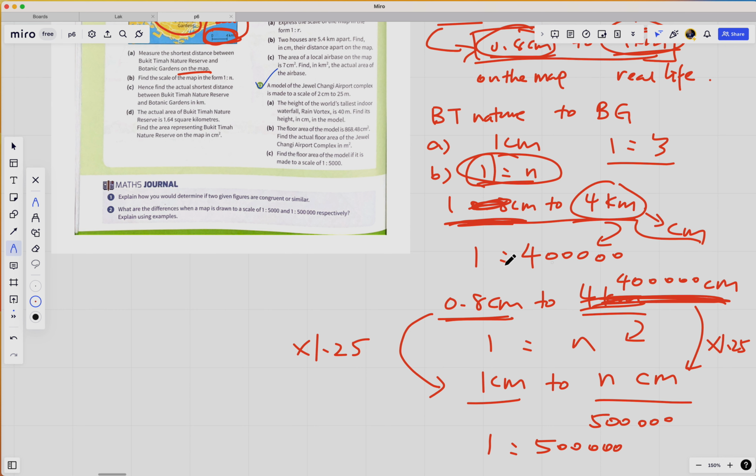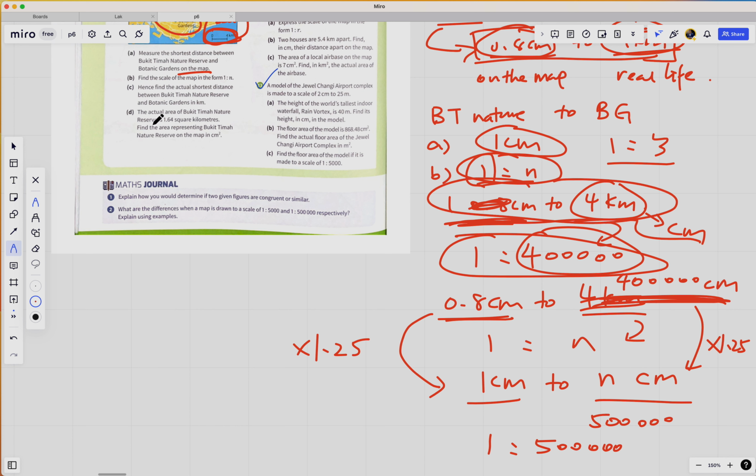So if you follow your scale, you measured 1 cm just now, right? So it has to be 400,000 cm, but you don't have to use this one because you already have 1 cm to 4 kilometer. So in a way, over here, find the actual distance. 1 cm, according to you, is 1 cm to 4 kilometer, right? And you also have another scale, 1 cm to 400,000 cm, right? Then you just ask yourself which one you should use. They say find the actual shortest distance in kilometer. So which one do you use?